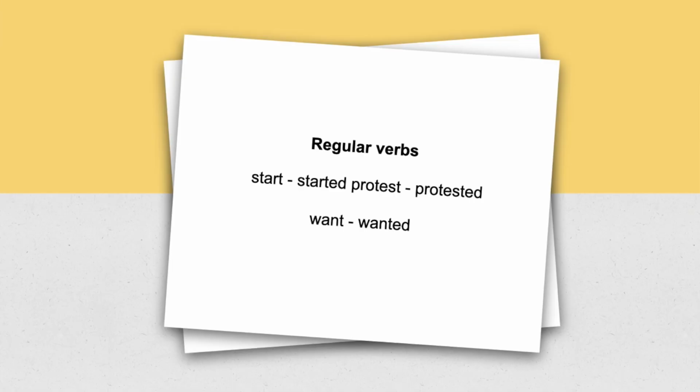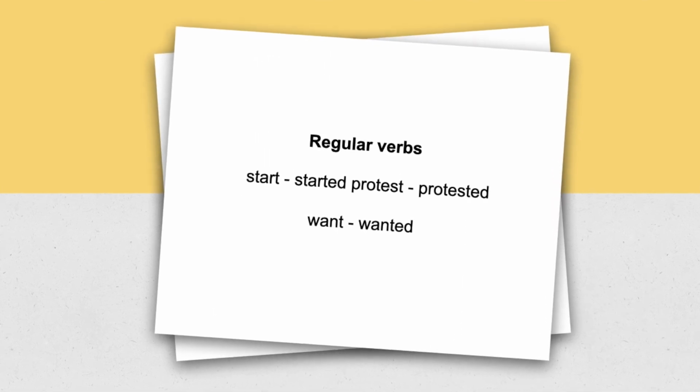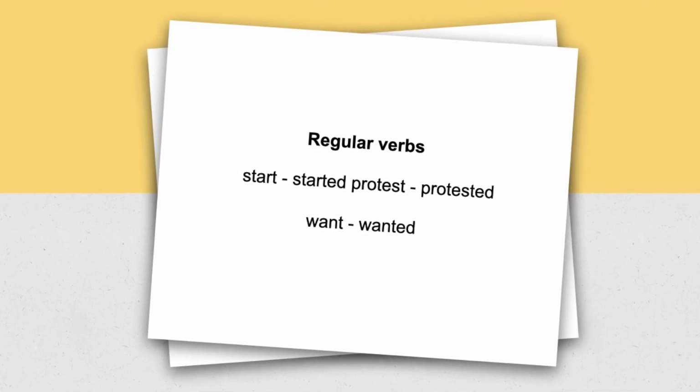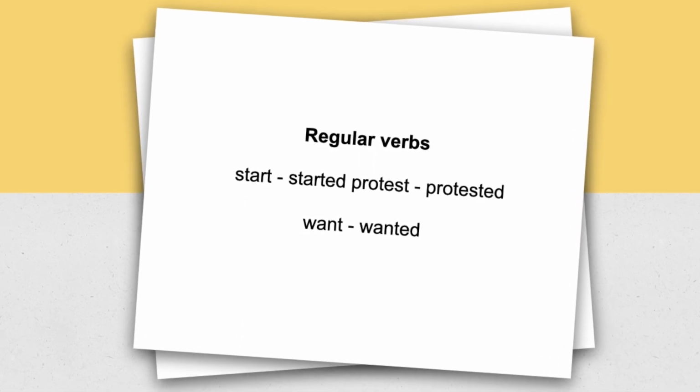In the simple past tense in English, there are two types of verbs, regular and irregular verbs. Let's check the first ones. The regular verbs have -ed at the end in the simple past. For example, the verb start becomes started, or protest, protested, or wanted.